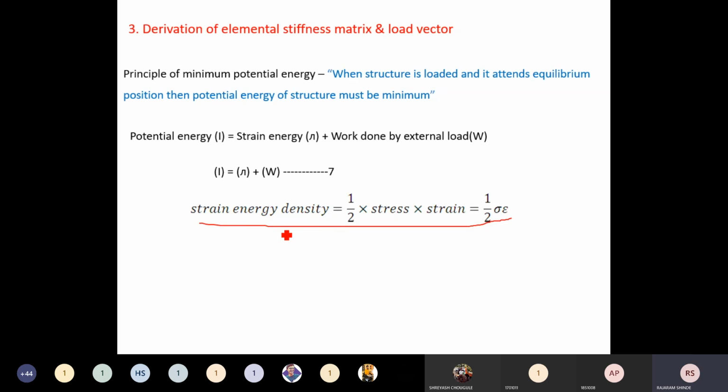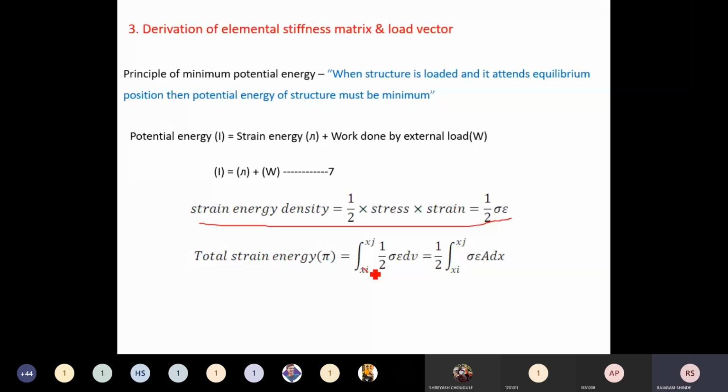Yes, sir. Okay. Strain energy density is equal to half of stress into strain. I have used sigma as the notation for the stress and epsilon as the notation for the strain. Next, if you want to calculate the total strain energy, you have to integrate this equation over the volume. This is the strain energy per unit volume. Am I right? Now for calculation of the total strain energy, you have to integrate this equation. Therefore the total strain energy is the integration over the volume.